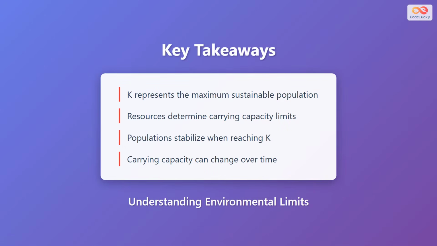To summarize, K represents the maximum sustainable population that an environment can support. Resources such as food, water, and space determine carrying capacity limits. When populations reach K, they stabilize as birth and death rates balance out. It's important to remember that carrying capacity isn't static. It can change over time due to environmental changes, resource availability, or human intervention. Understanding carrying capacity helps us manage wildlife populations, conserve ecosystems, and predict how populations will respond to environmental changes.